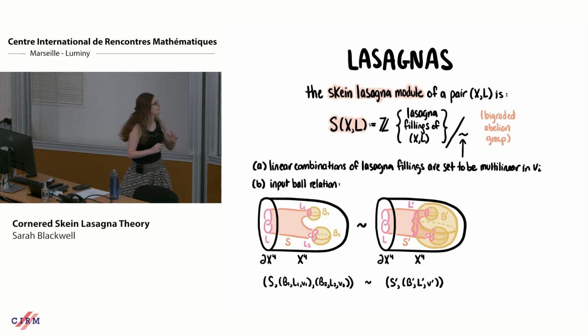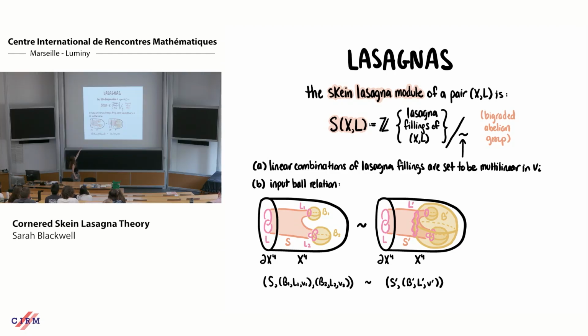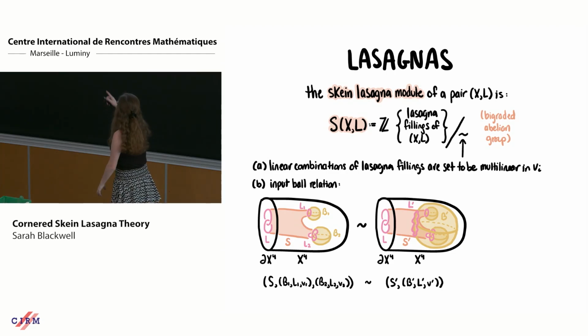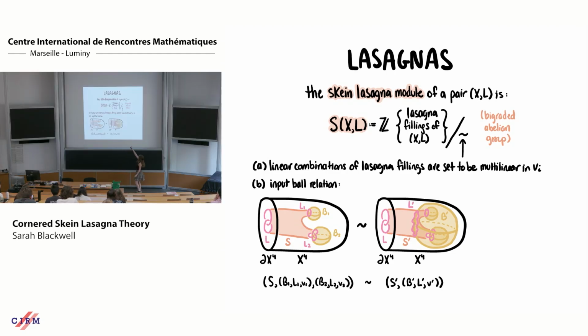On the left-hand side, that's the picture I had earlier. There I have two input balls, two links in my input balls, and then the labels, which I didn't draw. What you're allowed to do is take input balls and encircle them with a bigger input ball and trade the ones inside for the big one outside. So instead of B1 and B2, I'm going to trade that for this B prime, which is encircling both of those. And now instead of L1 and L2, I have this L prime, and I'll have some new label on that.